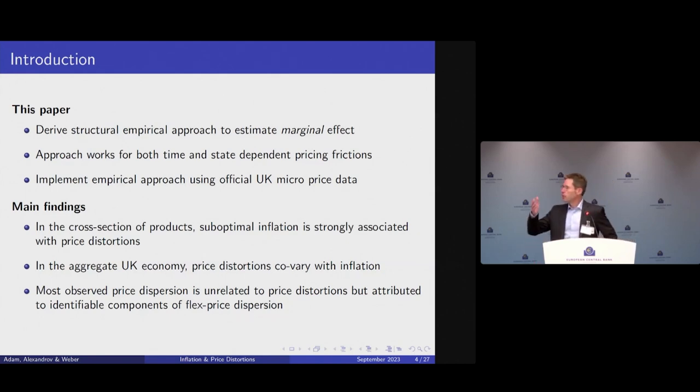So three main findings. In the cross-section of products, suboptimal inflation, and I have to explain to you how we get to the suboptimal part of inflation, is strongly associated with price distortions. So that is confirming that this mechanism is there in the data. Now, in the aggregate UK economy, going from the product to the aggregate level, these price distortions happen to co-vary with aggregate inflation, which is a prediction of very basic models, and that prediction is going to be borne out in our data also. However, most observed price dispersion, so remember my little decomposition, that's dispersion of the left-hand side, the observed price, in fact is unrelated to price distortions, okay? And the reason is pretty simple. This flex price is just so variable that it's going to dominate most of the observed price dispersion, okay? So I'm going to show you this, even though we cannot directly identify price distortions, okay?